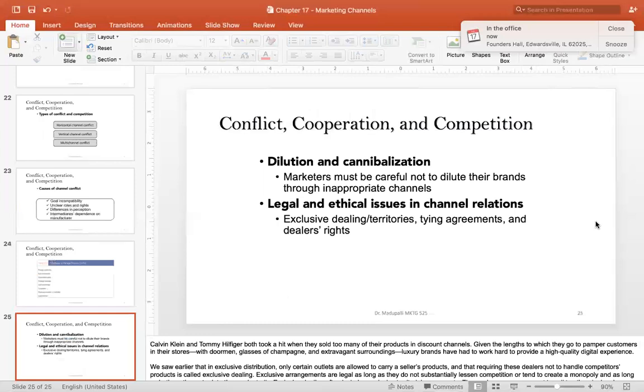Dilution and cannibalization. These are some of the things that are suggested to avoid. Like, do not dilute your brand. I don't think this is typically a channel issue, because this is more of a branding issue. So the marketers need to be careful, right, not to dilute their brands across multiple different types of channels. Like Calvin Klein and Tommy Hilfiger, they both took a big hit when they started selling everywhere and anywhere.